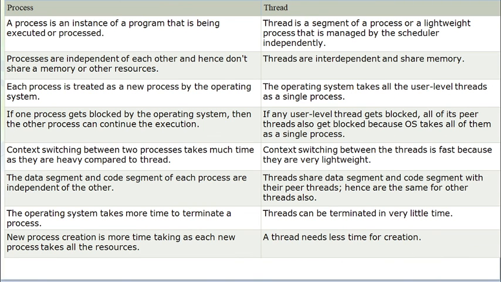If you talk about process and thread and their differences, then you will get a clear idea about how they work. A process is an instance of a program that is being executed or processed. A thread is a segment of a process, or a lightweight process.